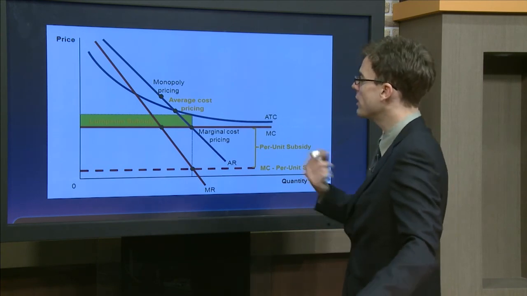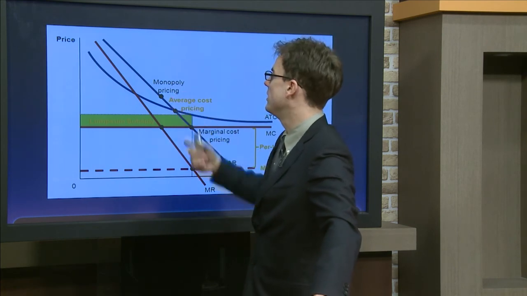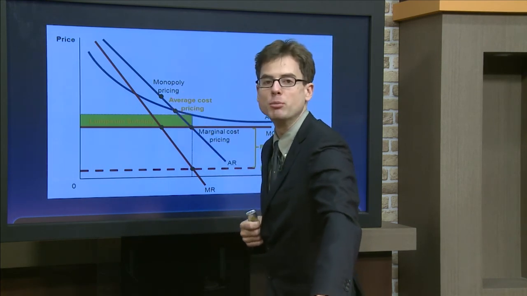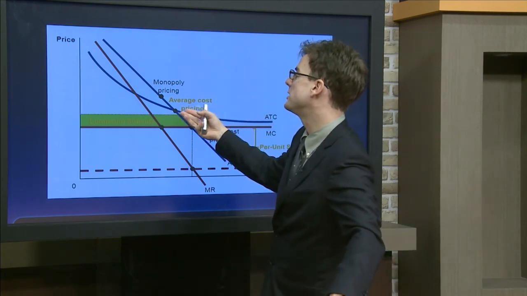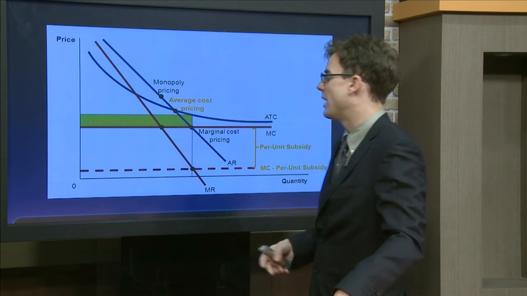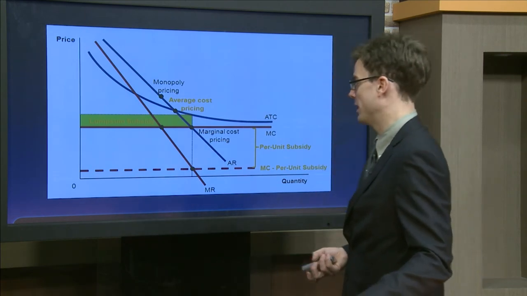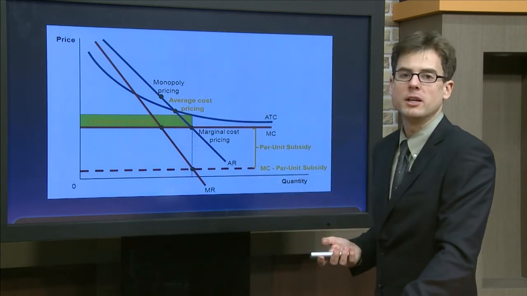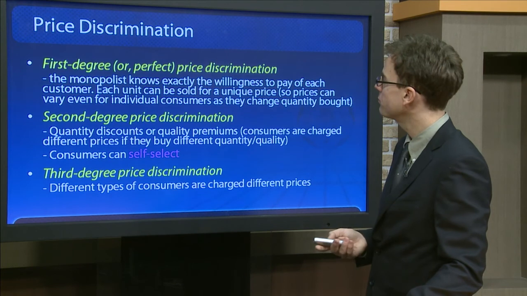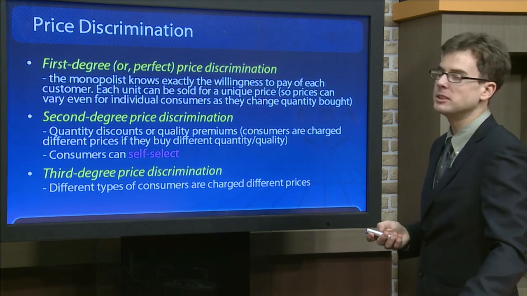And you can think that this outcome is not as bad as the unregulated monopoly outcome. So you may think that average cost pricing could be a good compromise in real-world situations when more efficient outcomes are too expensive or politically impossible. Okay, the final topic in this chapter is on price discrimination.